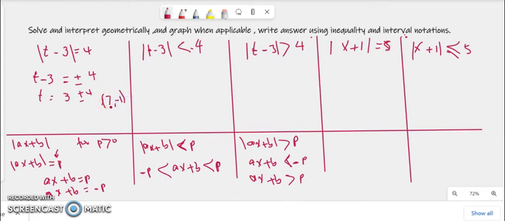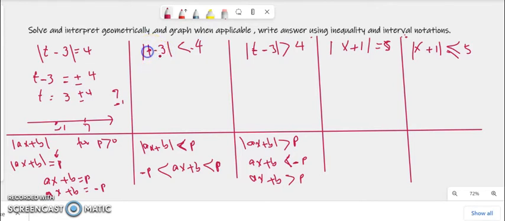So that's two values here. T is equal to 7 and negative 1. That's two values. Okay, now let's graph this on the line. So negative 1 and 7. There you go. That's the first one.